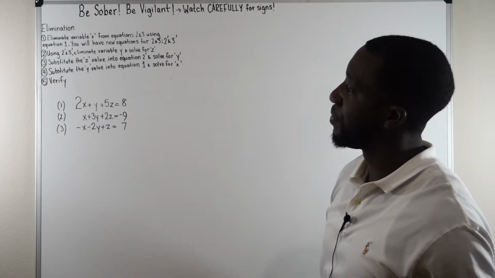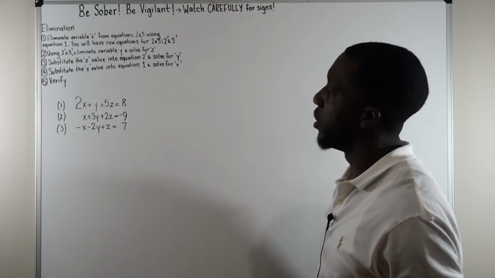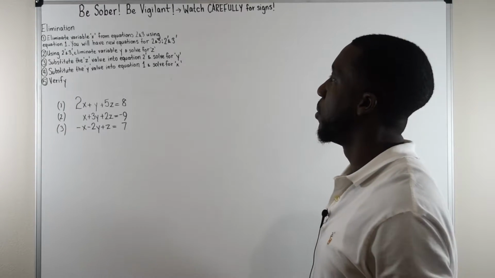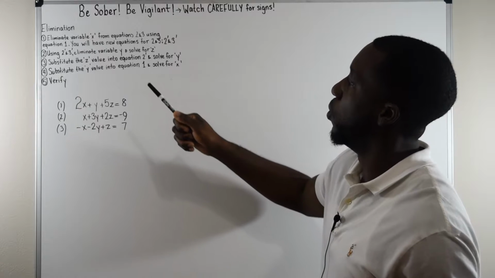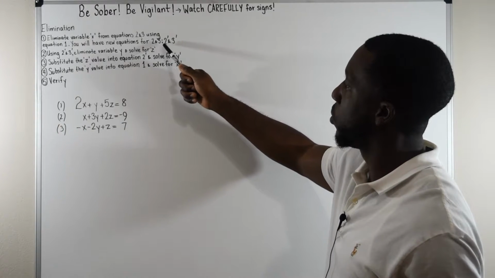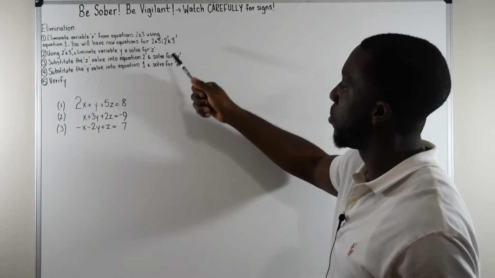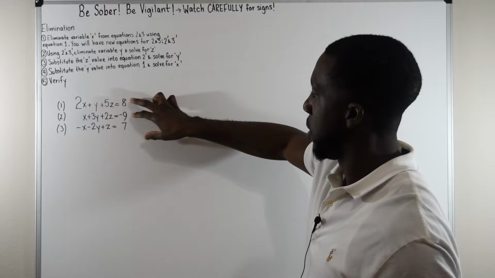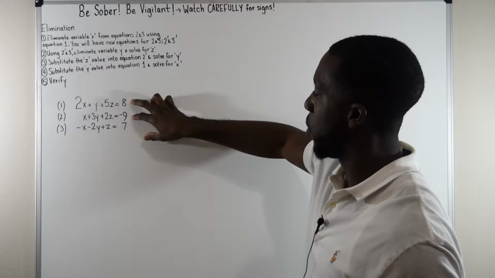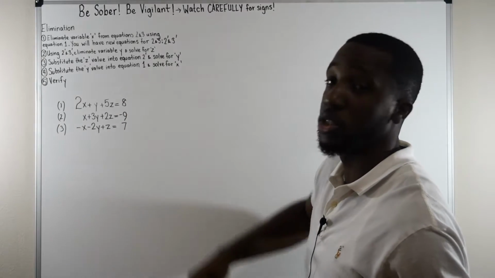So rule one, step one, we're gonna eliminate variable x from equations 2 and 3 using equation 1. We're gonna get two new equations for 2 and 3. We're gonna call those 2' and 3'. So what that means is you're gonna combine equation 2 with equation 1 and equation 3 with equation 1.